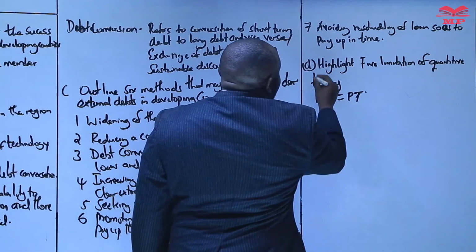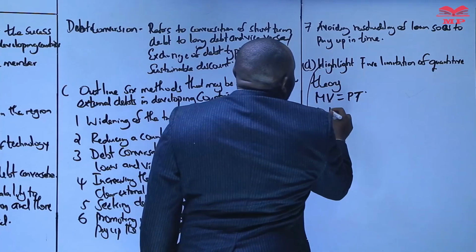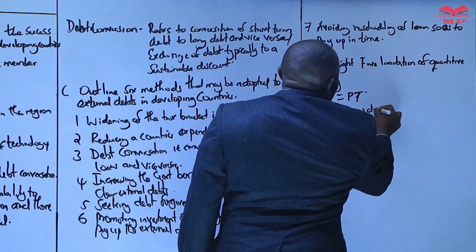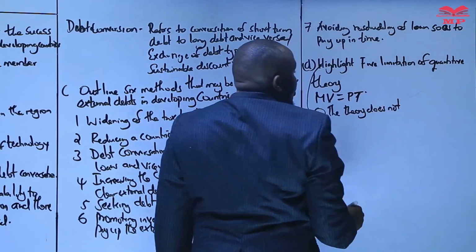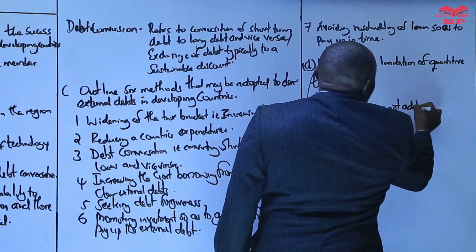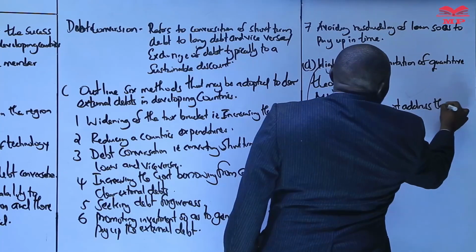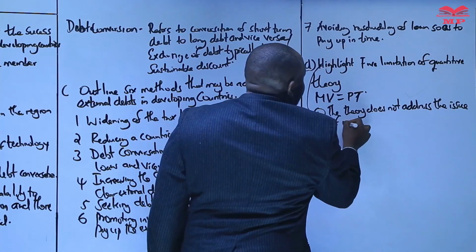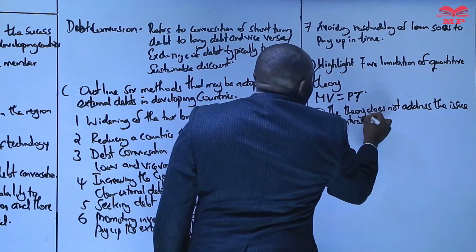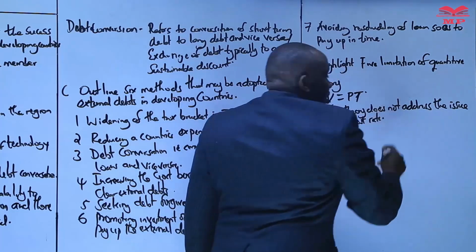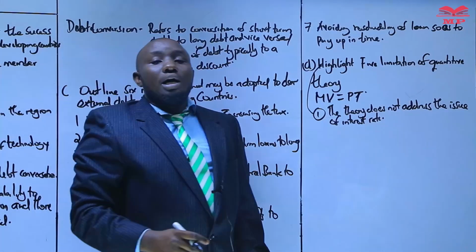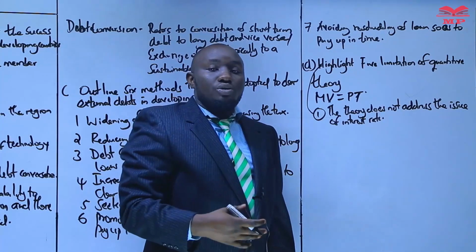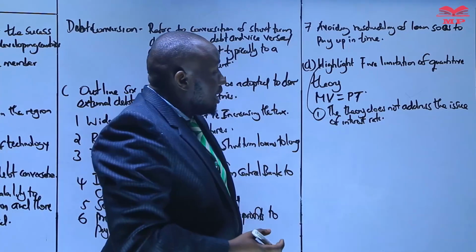Number 1 limitation: the theory does not address the issue of interest rate. And we know that interest rate is one of the major tools of monetary policy, which we use to address a number of issues in economics.